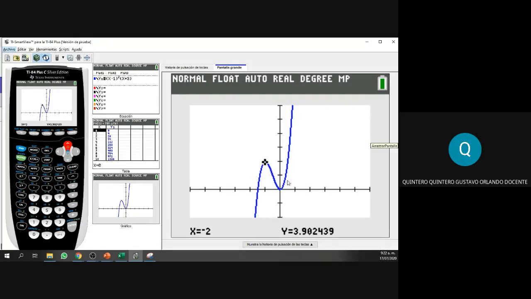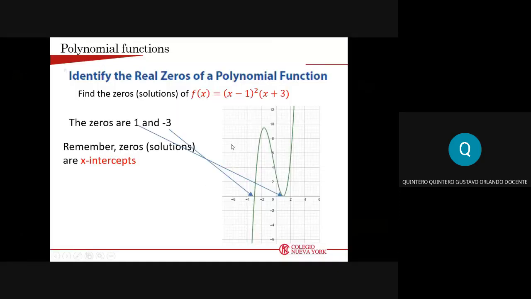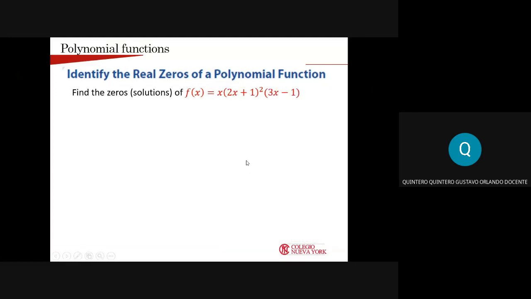All right, guys. So this is how you find zeros, both with the calculator or GeoGebra and also by hand. Let's take a crack at another example. Example number two. All right. Find the zeros, so the solution, so the x-intercepts, so the roots of this function, the one in red. How are you going to do that?